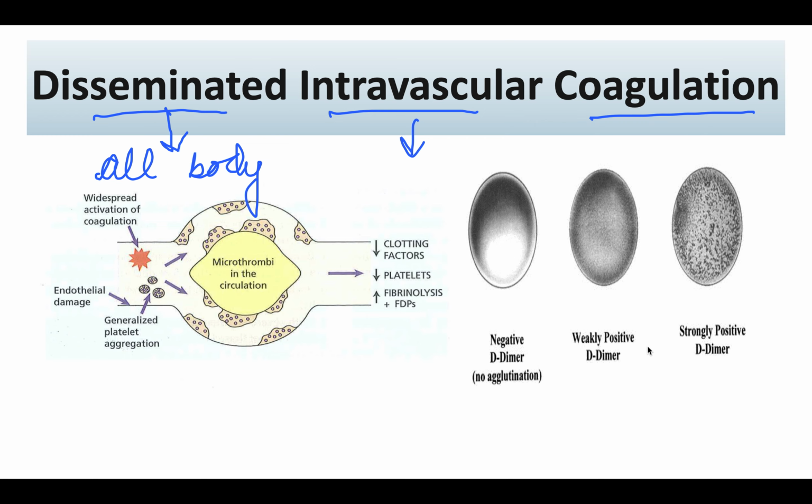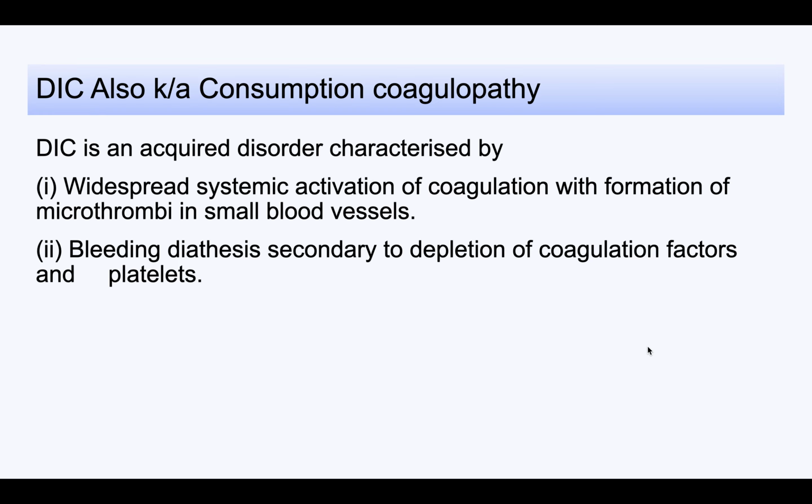So as the name suggests, there is some abnormality which is taking place all over the body inside the blood vessels and is a problem of thrombosis. Now let's go to what is the actual problem which takes place in DIC. So DIC is an acquired disorder. Okay, there is formation of microthrombi.